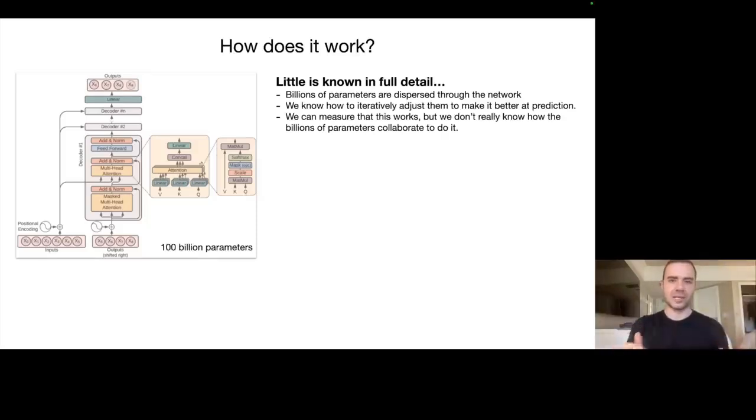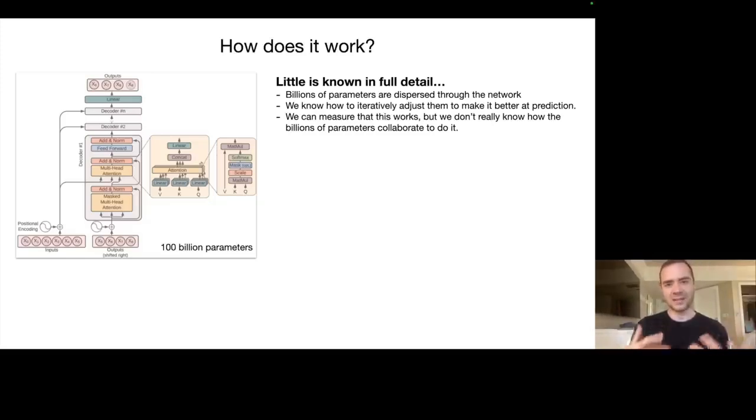And all we know is how to adjust these parameters iteratively to make the network as a whole better at the next word prediction task. So we know how to optimize these parameters. We know how to adjust them over time to get a better next word prediction. But we don't actually really know what these 100 billion parameters are doing. We can measure that it's getting better at the next word prediction, but we don't know how these parameters collaborate to actually perform that.